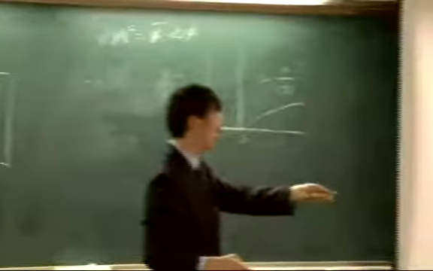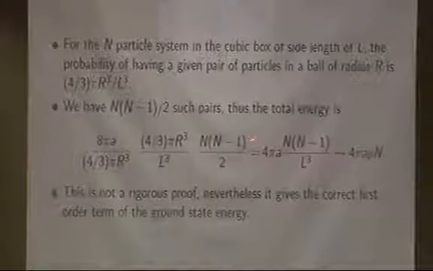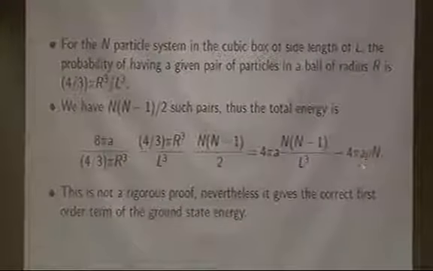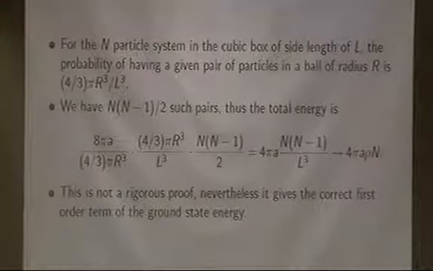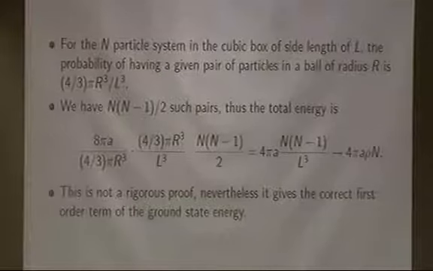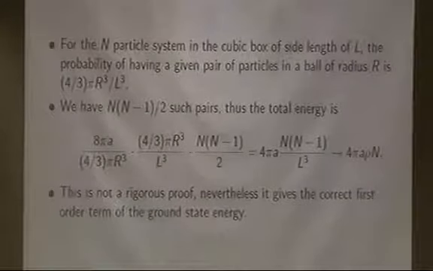So we take the probability times the number of pairs. Then the volume will be cancelled out. So we have 4 pi a over 2, and n squared over L cubed, which is 4 pi a, n over L cubed is rho, so 4 pi a rho times the number of particles n. So this is heuristics. This is not a rigorous proof, because there are so many pitfalls or flaws in this argument. But nevertheless, it gives the correct first term.